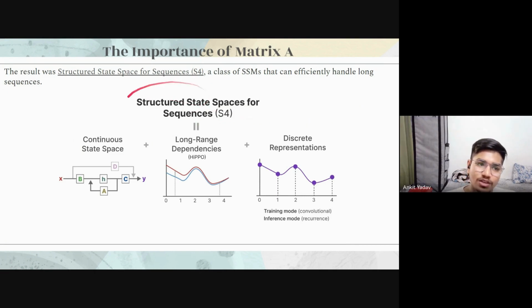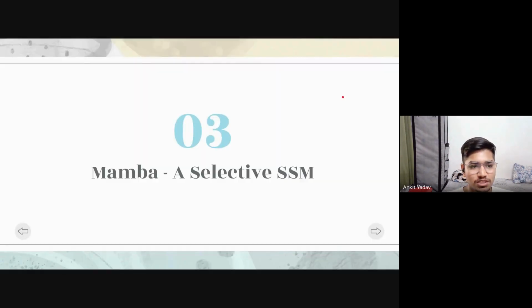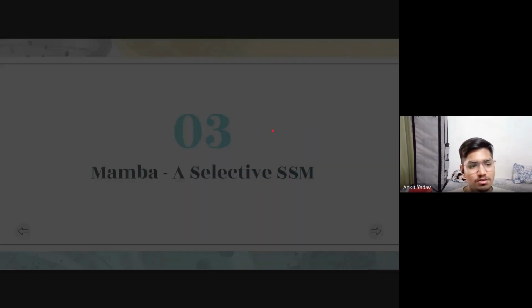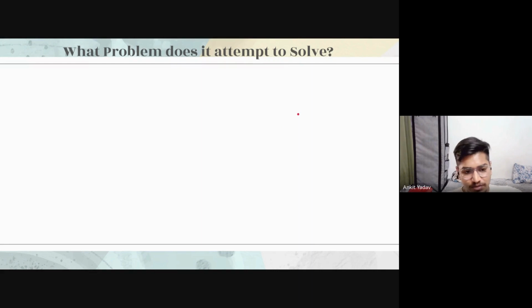This S4 model is generally referred to as an SSM in layman's terms. They don't call it S4, they call it SSM. So this was the SSM that was in existence till now. How Mamba used this SSM is what we are going to study now. A selective SSM, basically the S4 model itself. The SSM was the S4 model.